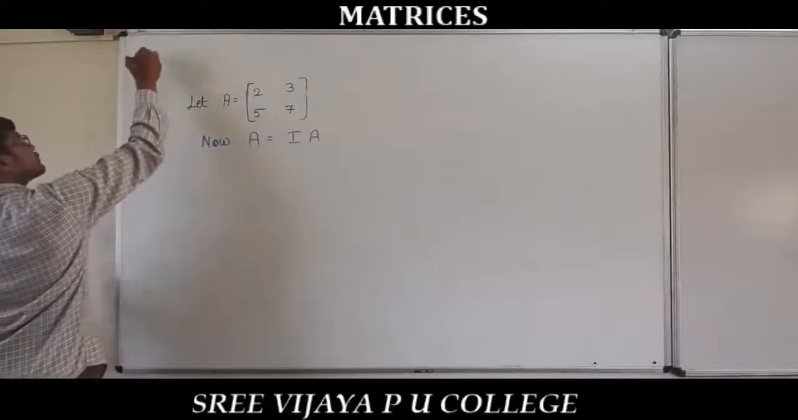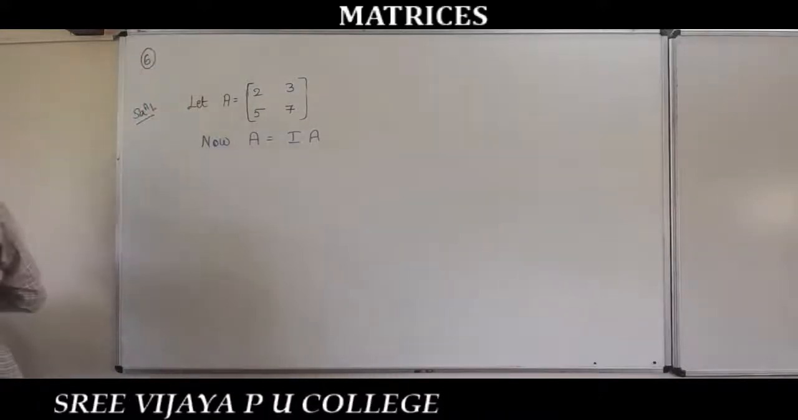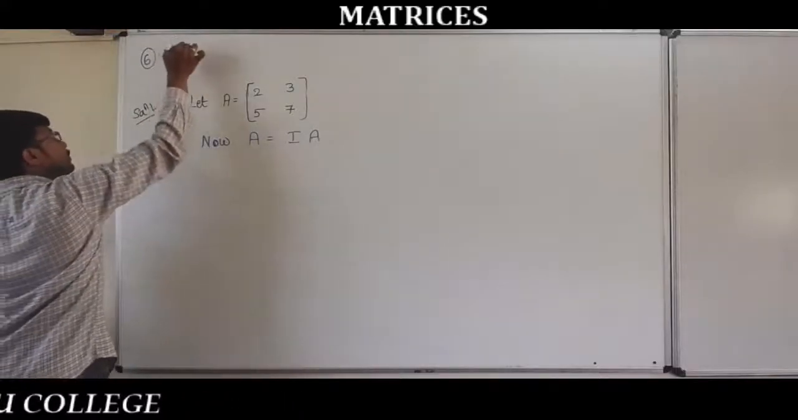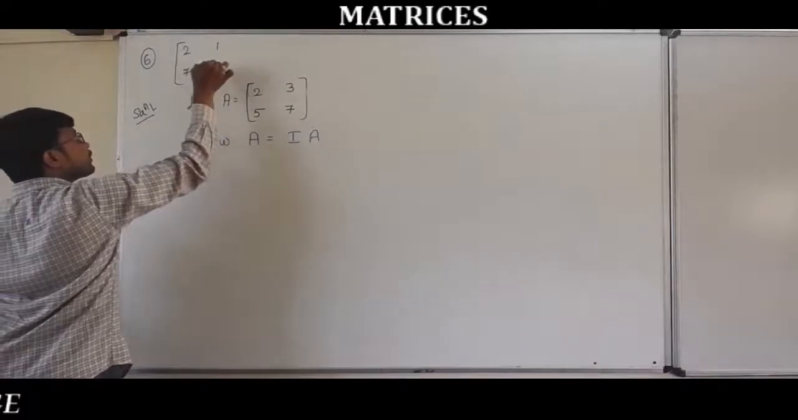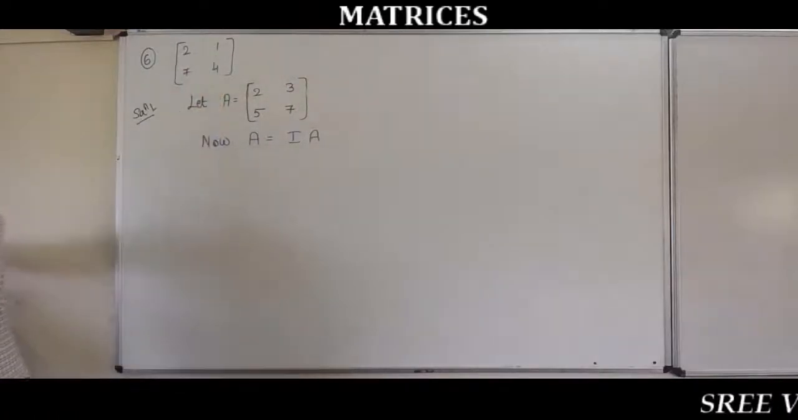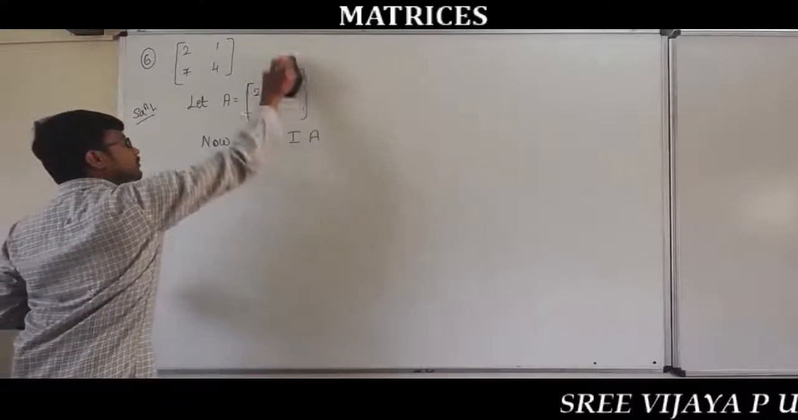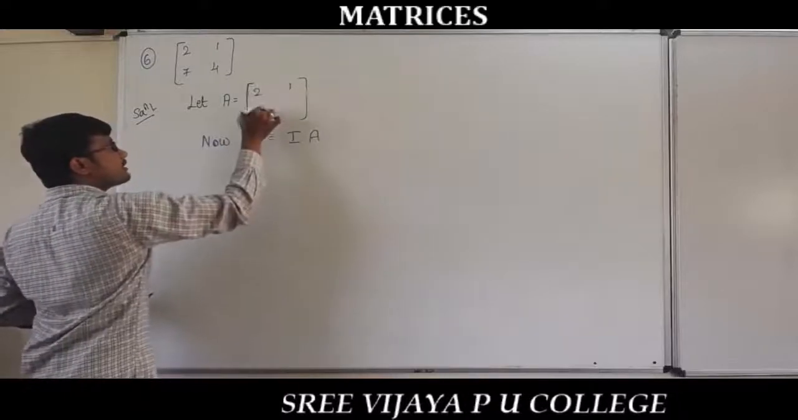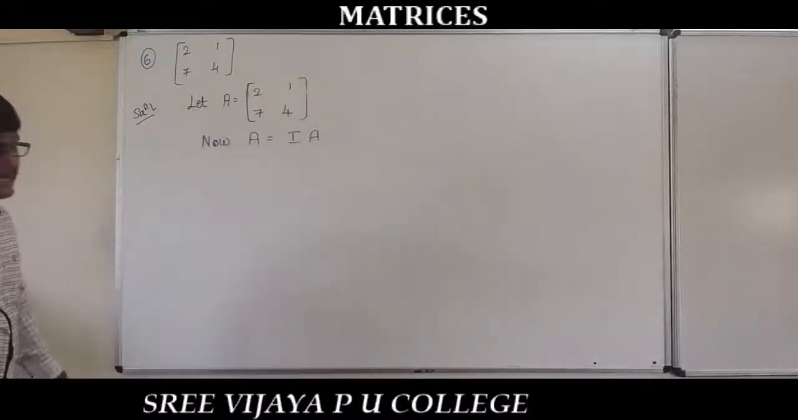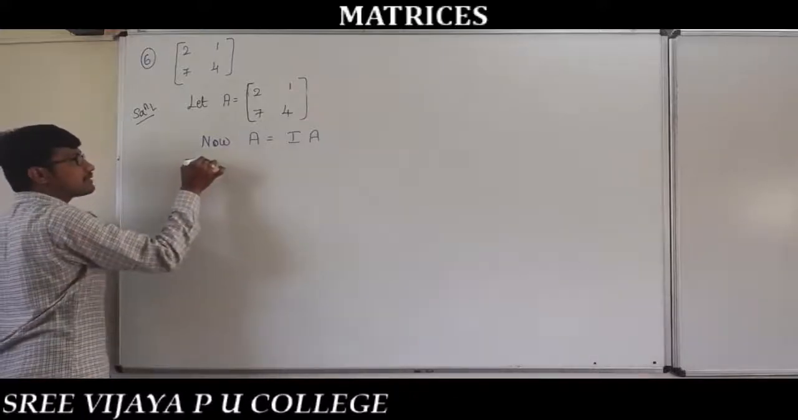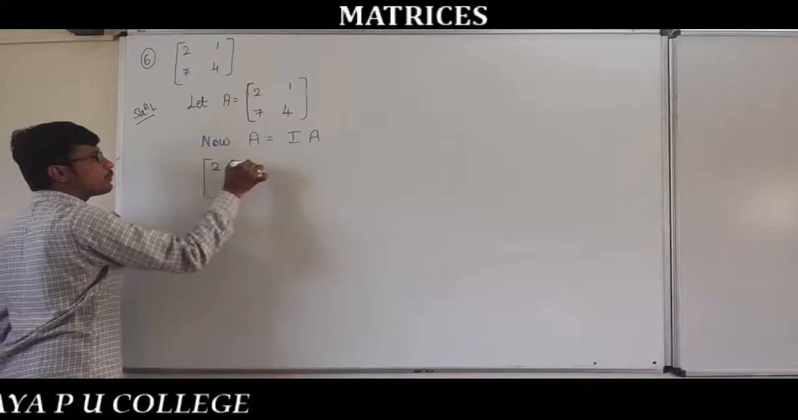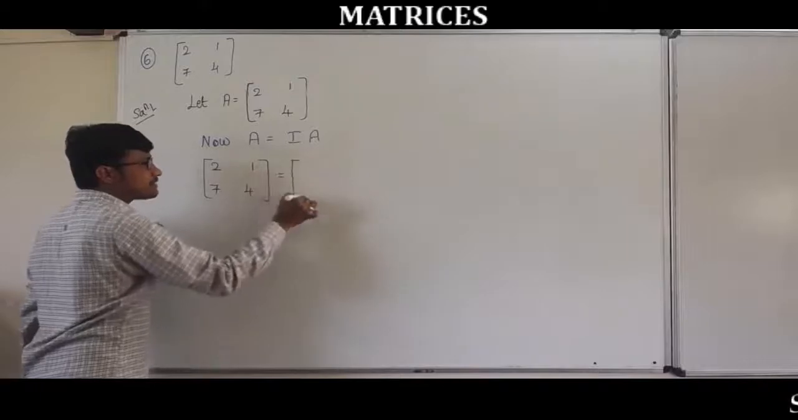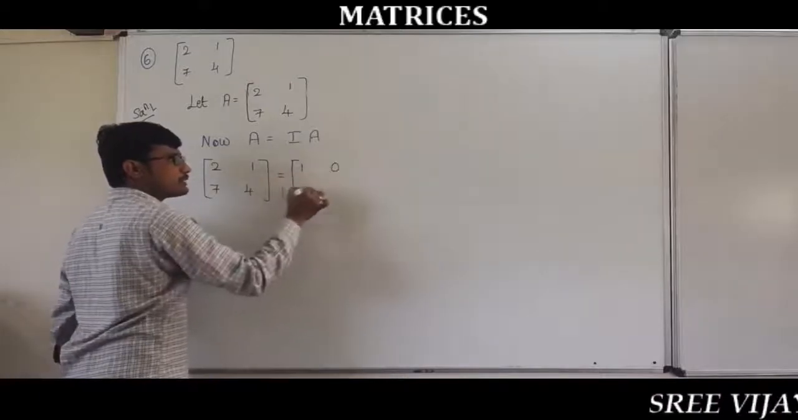So next, 6th one. 2, 1, 7, 4. So okay. So let us write a solution. 2, 1, 7, 4. You are applying that A is equal to I. So what is that A? So A is 2, 1, 7, 4. This is A. And what is this I? I is 1, 0, 0, 1.